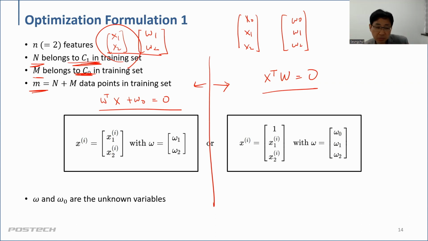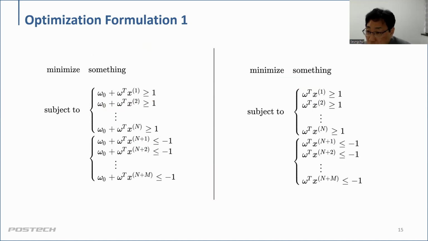In optimization problems, we want to find these because they are the unknown variables, the decision variables. So let's move on to how to model it.